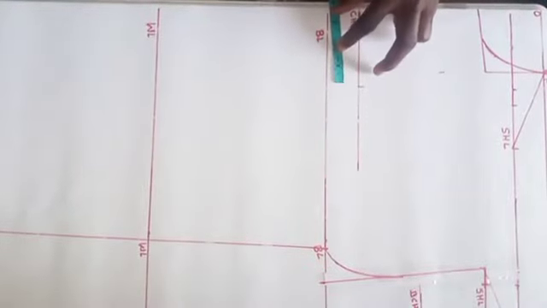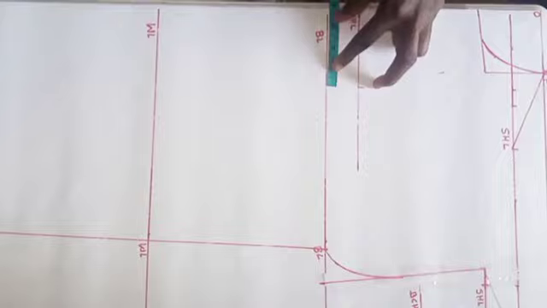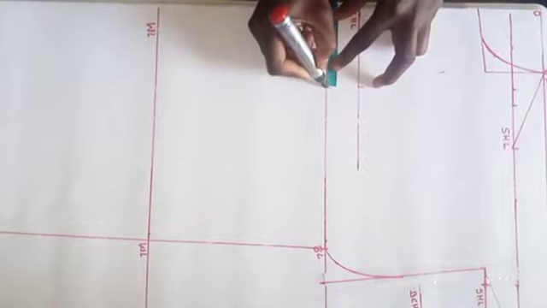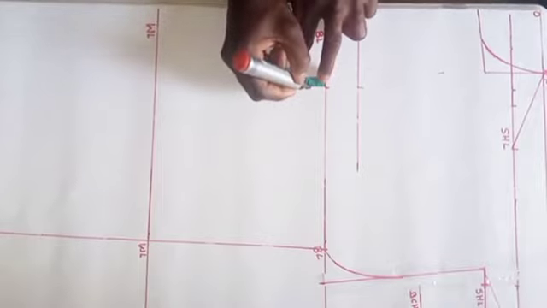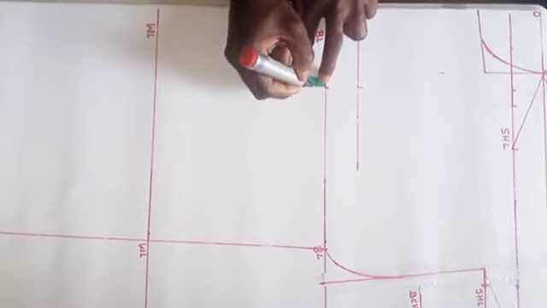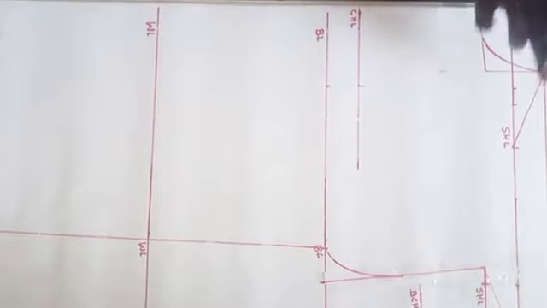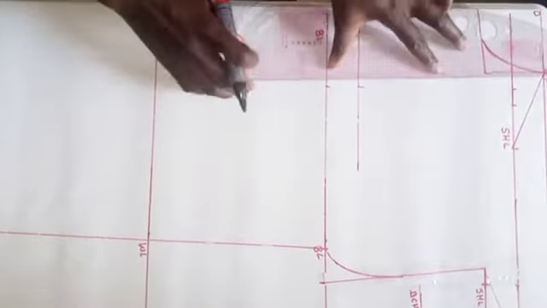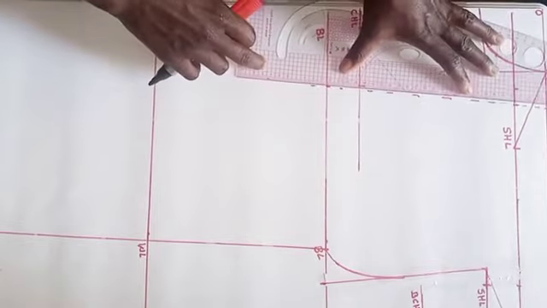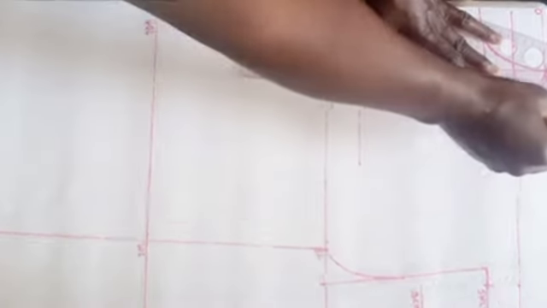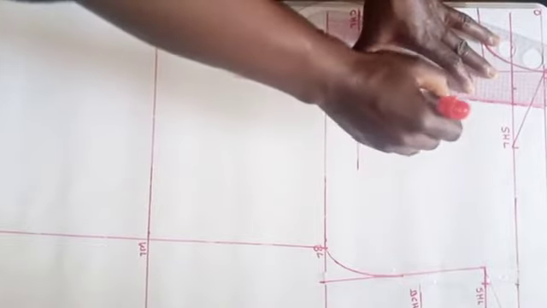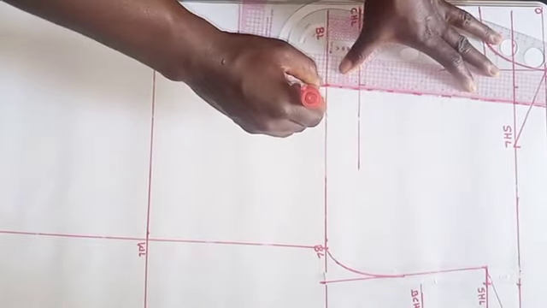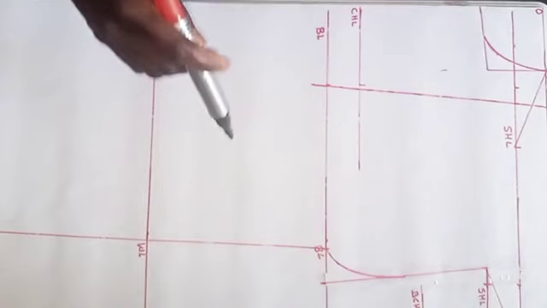So the next thing I'll be doing is to mark the same 3.75 inch on the bust line. Then I'll be coming down by 0.75 inch on the bust line, after which I'm going to be connecting that point to the top line using a straight line. So this is going to serve as our first dart leg.